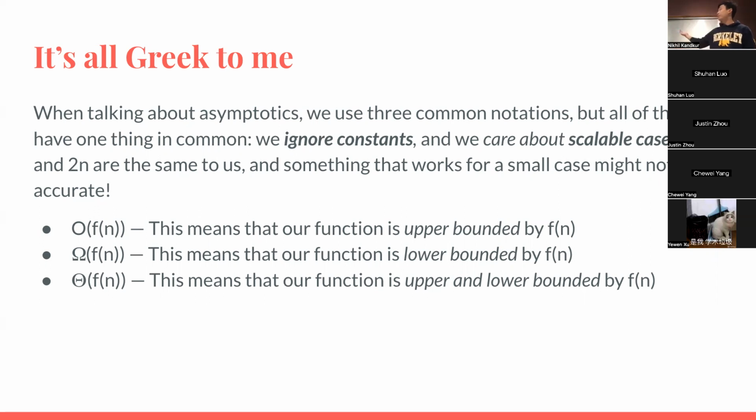And then we have theta of f of n, which means that our function is upper and lower bounded by two multiples of f of n. The way I like to think about this is, if we say that something is theta of f of n, then it means that this function is the same shape as f of n. So x squared is generally bending upward, so that's the same shape as something that would be theta of n squared, and so on.